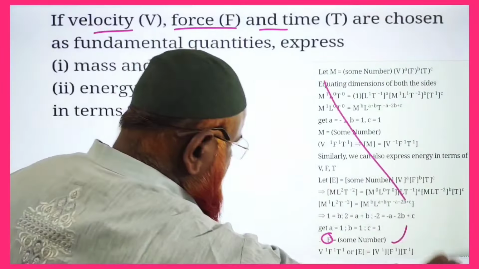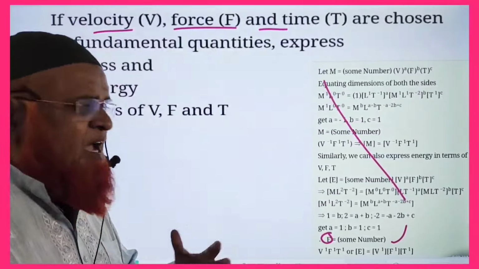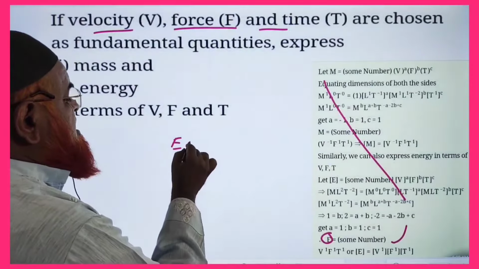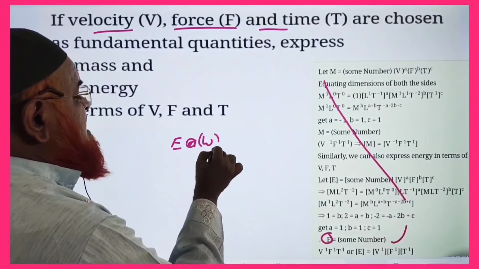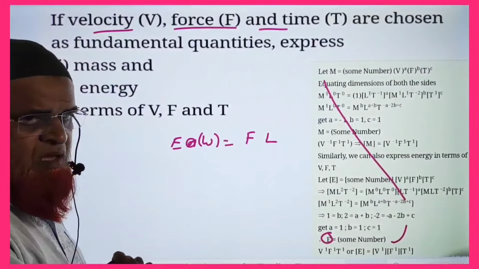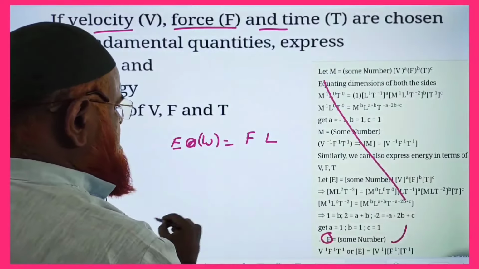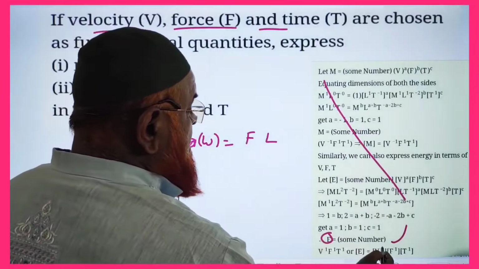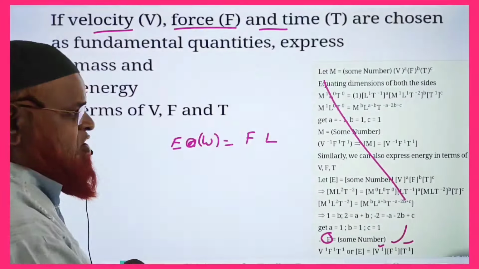So this is a lengthy method given in the books. Let us bypass and have a super simple shortcut here. You all know energy or work, both are same, which is taken as force into displacement. So displacement I am taking as length. And he is asking us to find out velocity and time should be there in the dimensional formula.